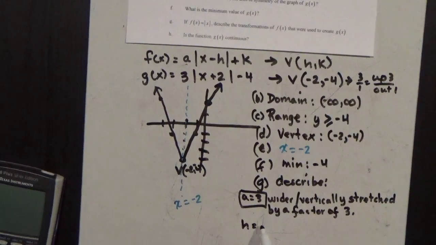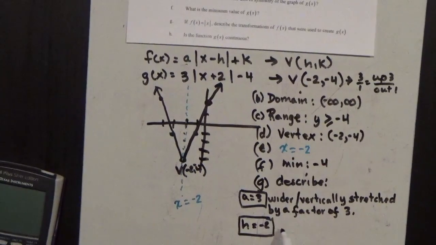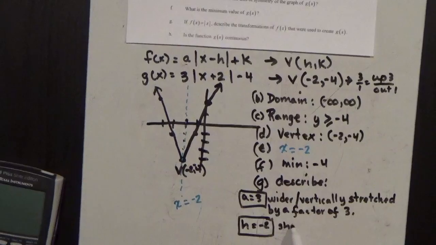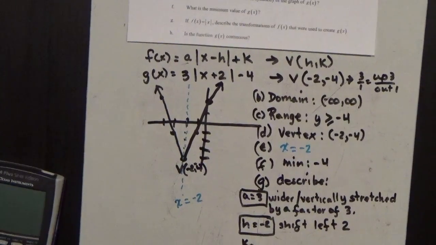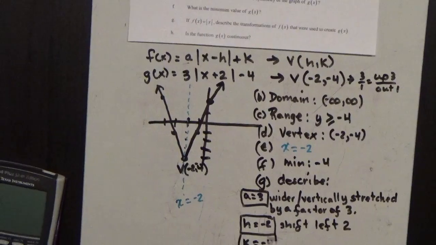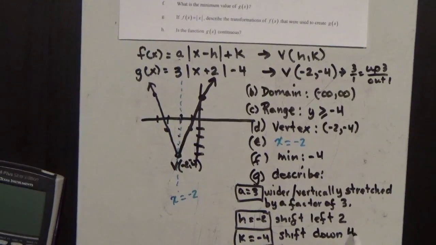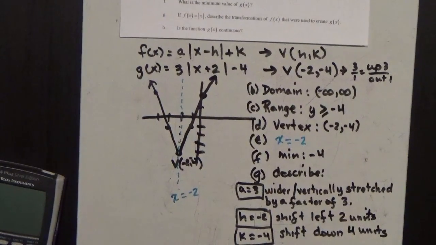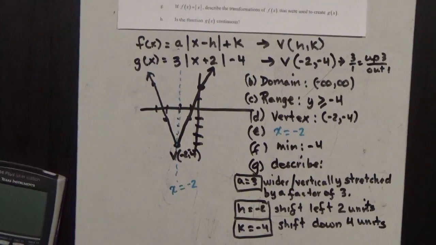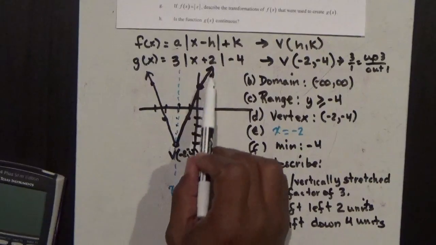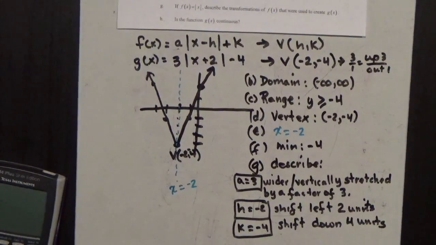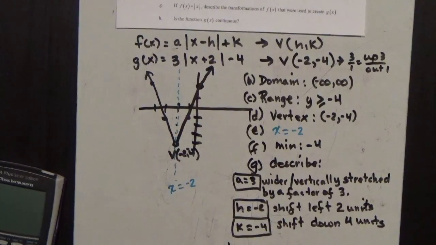h equaling -2 lets you know that there is a shift to the left 2. k equaling -4 lets you know that there is a shift down 4. And I guess we should say units for both of those. Then it says, is the function continuous? Well, I can draw it without picking my pencil up. The arrows have nothing to do with continuity in this case. So for H, we say it is continuous.